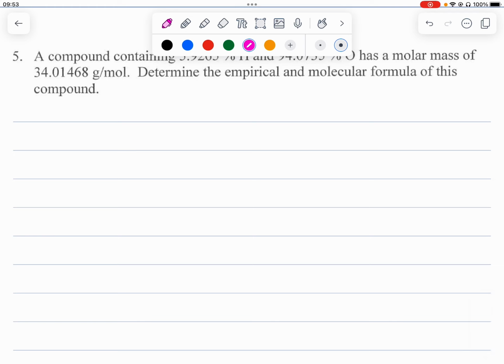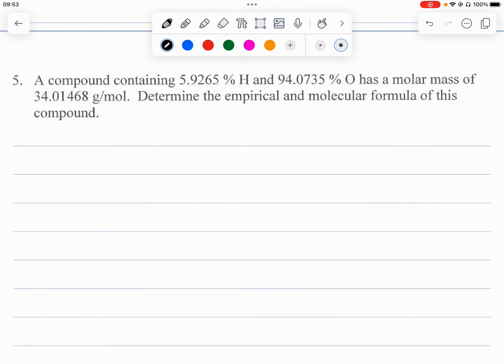Question number 5. A compound containing 5.9265% of hydrogen and 94.0735% of oxygen. Already the percentages are given and the molar mass is also given. Find the empirical formula and the molecular formula. So for hydrogen, how much is that? 5.9265 grams or percentage. Then for oxygen, it is 94.0735.